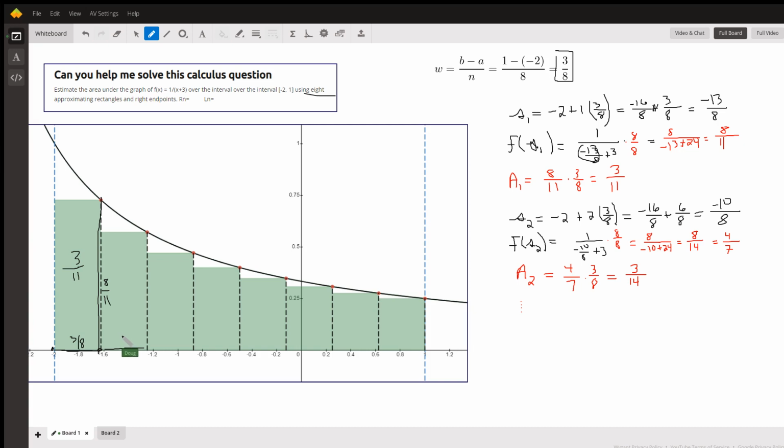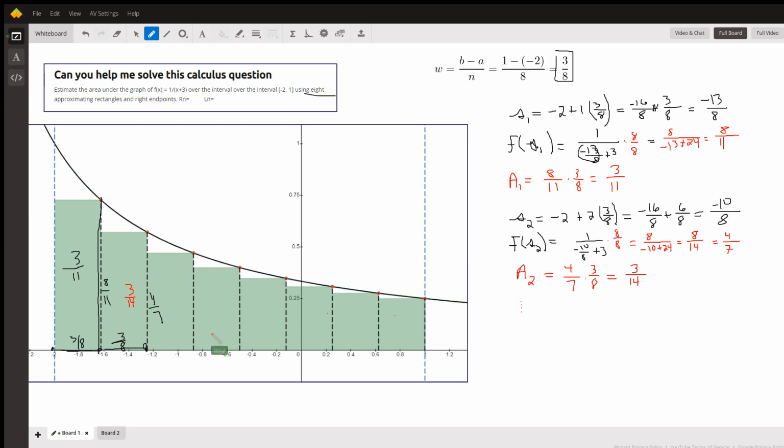So again, this width is 3/8. But when I plug this number right here into the function, I get 4/7. And the area of the second rectangle is 3/14. And since this is a decreasing function, we would expect each of these areas to get smaller and smaller. And you can see that they are.